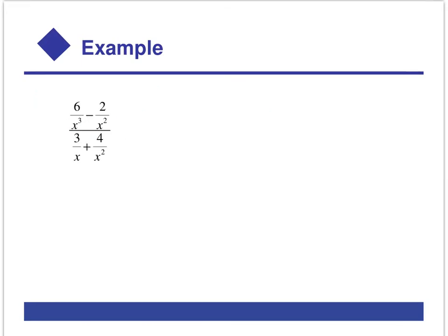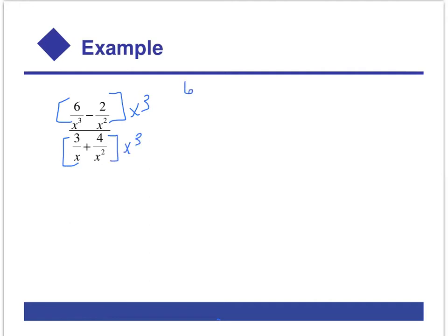Okay, what do you think our LCM on this one is? Is it X to the third, or X, or just X? Very good, it's X to the third. Everything has to go into it. We've got to have at least the highest power. So, if we multiply the top by X to the third and the bottom by X to the third.